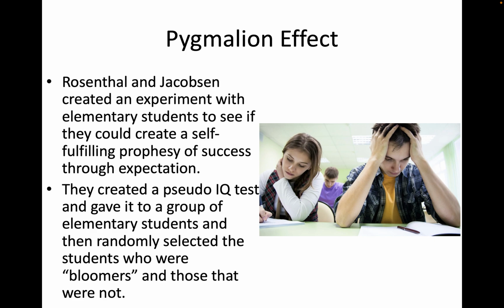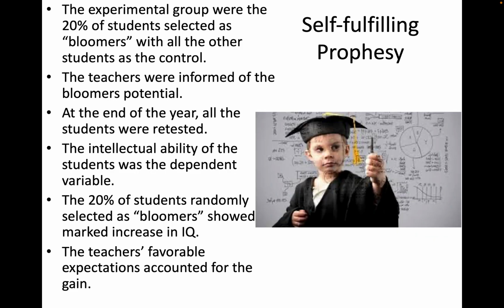Rosenthal and Jacobson created an experiment with elementary students to see if they could create a self-fulfilling prophecy of success through expectation. They created a pseudo IQ test and gave it to a group of elementary students, and then randomly selected students who were bloomers and those who were not. The experimental group were the 20% of students selected as bloomers, with all the other students as controls. The teachers were informed of the bloomers' potential. At the end of the year, all the students were retested.